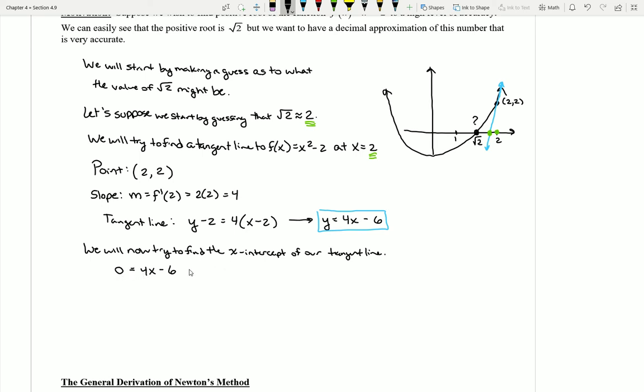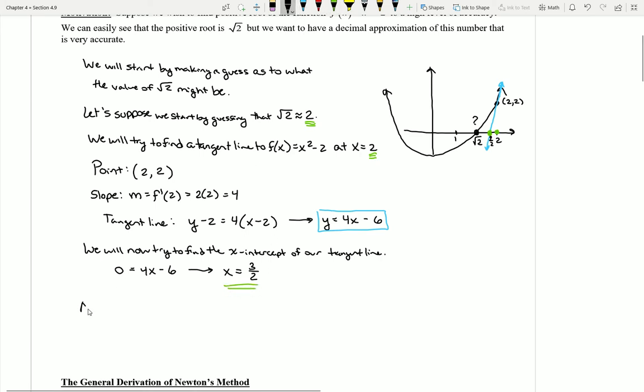Well, again, that's really easy to compute here. I could crunch this out, add 6 over to the other side, divide both sides by 4, and if I reduce, I'm going to get a value of 3/2. So my next value over here is going to be 3/2. That's where I've crossed right here, 3/2. So now I can say that this value of 3/2 is my next best guess.